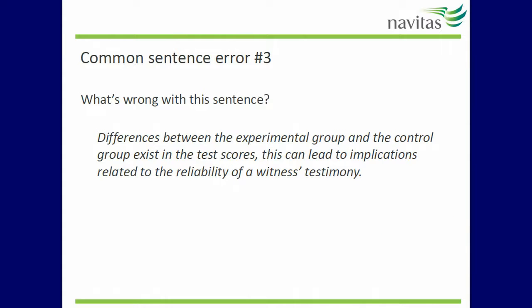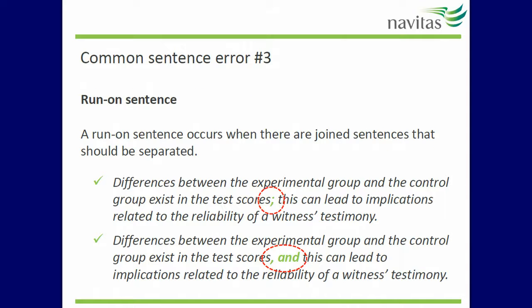Now this is a tricky one. Pause the recording and think what might be the problem here. There are actually two sentences here joined only with a comma. That is not grammatically correct. This problem is called a run-on sentence. We can fix it by joining the sentences with a semicolon or by adding a linking word, in this case, and.